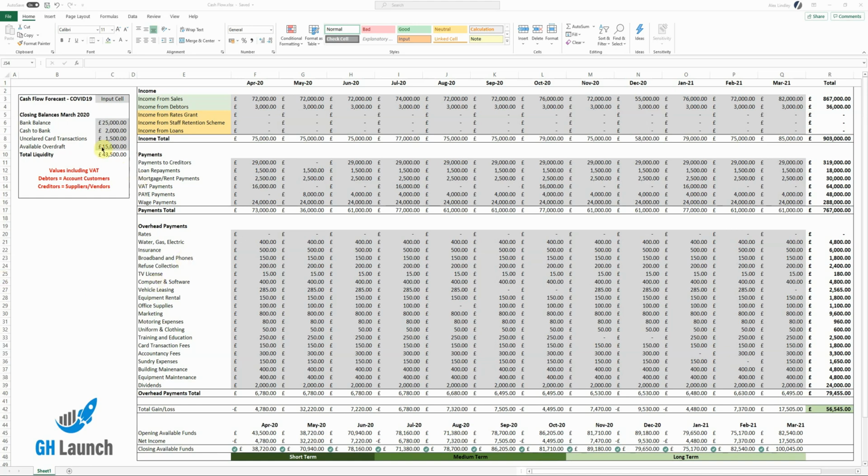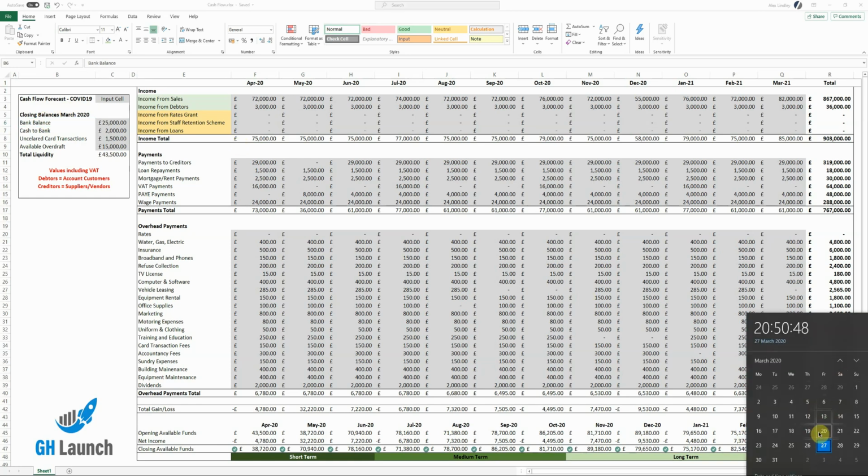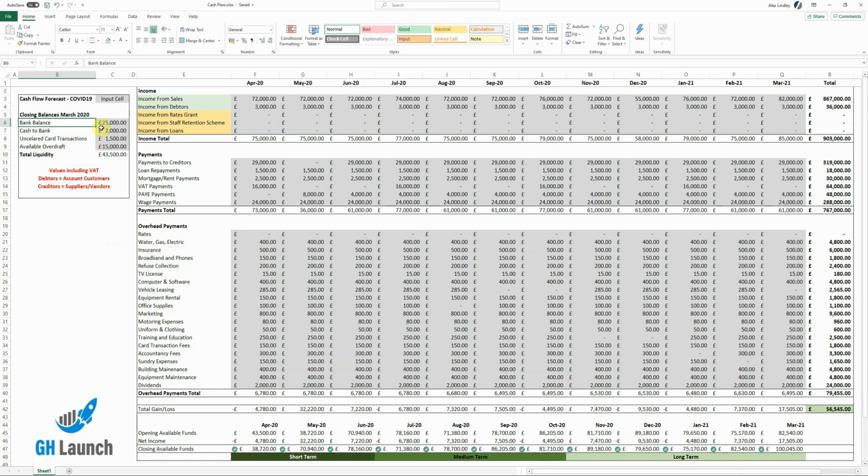So if we look in the top left-hand corner of the spreadsheet, you need to start by understanding what the ending balance is of your liquidity. For the purpose of this spreadsheet, I've based it on the last day in March. We're not quite there yet, so you're going to have to do a little bit of forecasting. Essentially, you need to put your ending bank balance in here, your amount of cash to bank, your uncleared card transactions, so these are card payments that you're waiting to hit the bank, and your available overdraft. This will essentially give you a total liquidity, or basically cash that you can spend.